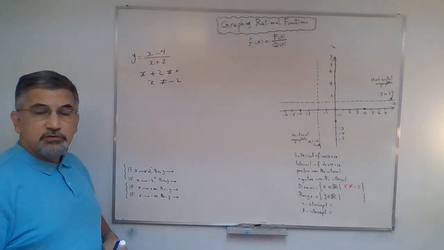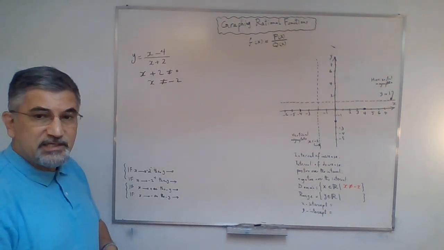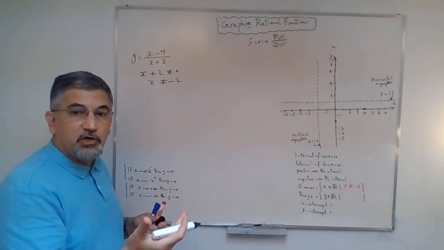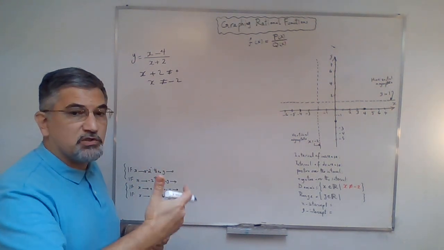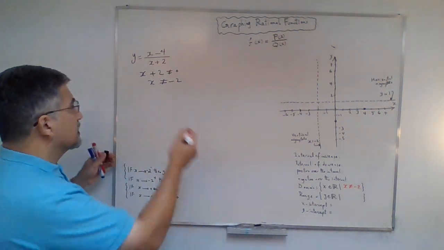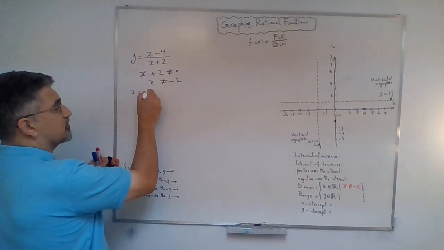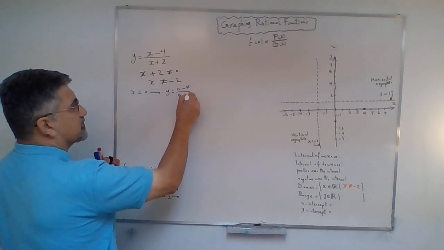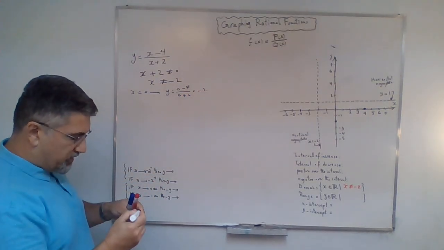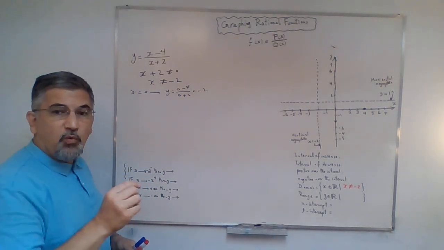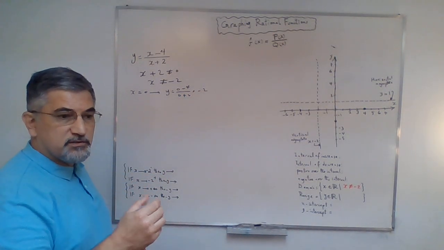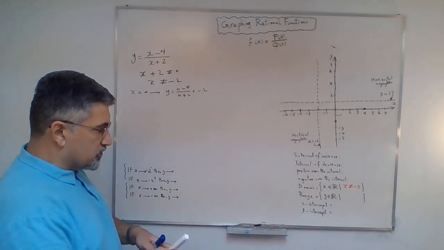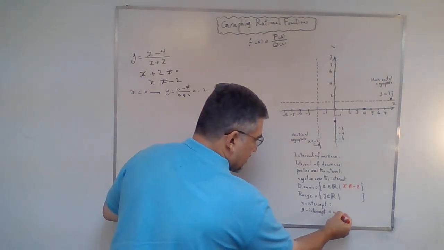Next, we are going to perform an intercept analysis. We want to know where the graph intersects the x-axis and where it intersects the y-axis. So we're going to set x equal to 0. When you do that, you get (0 minus 4) over (0 plus 2), and you end up with negative 2. This means that the y-intercept of this rational function is going to be negative 2. So the y-intercept is at negative 2.